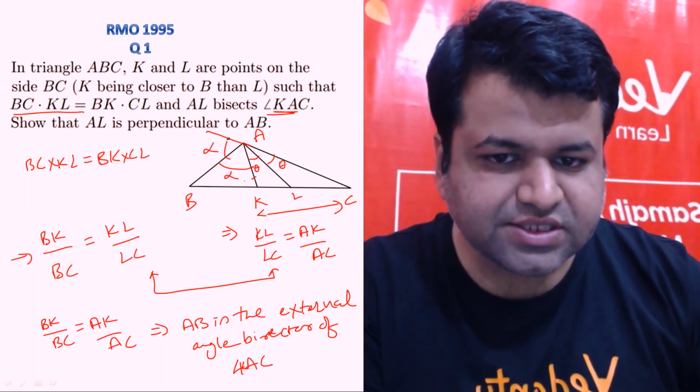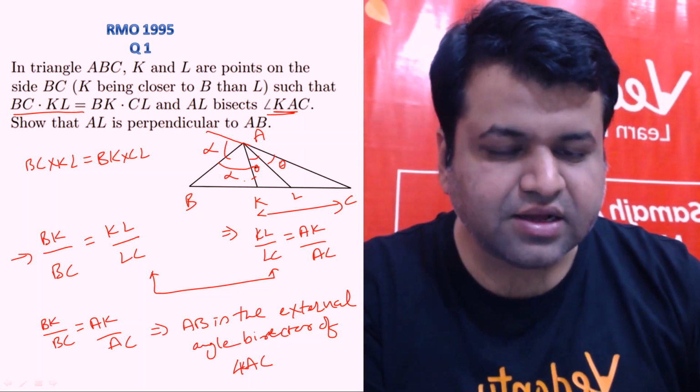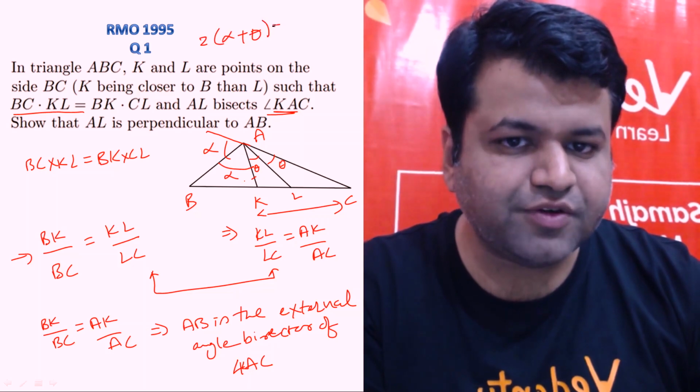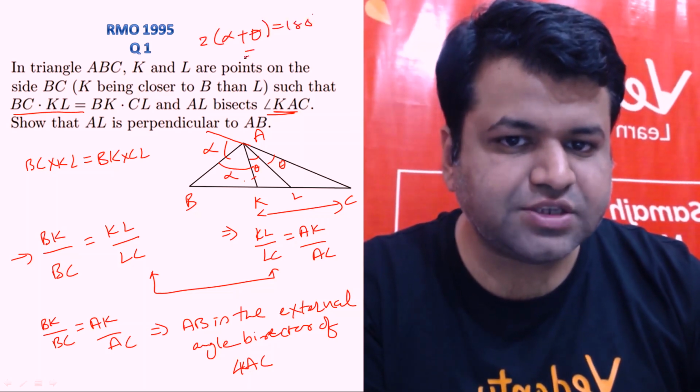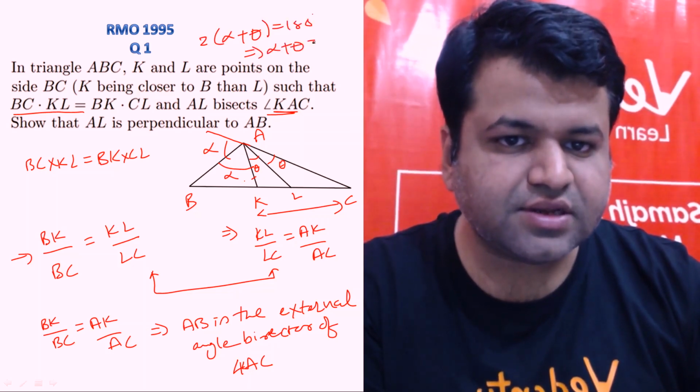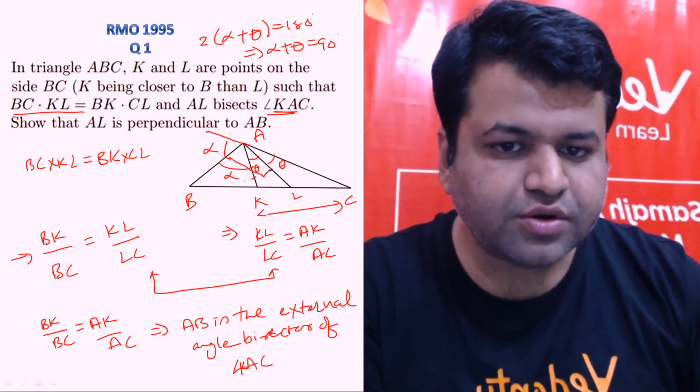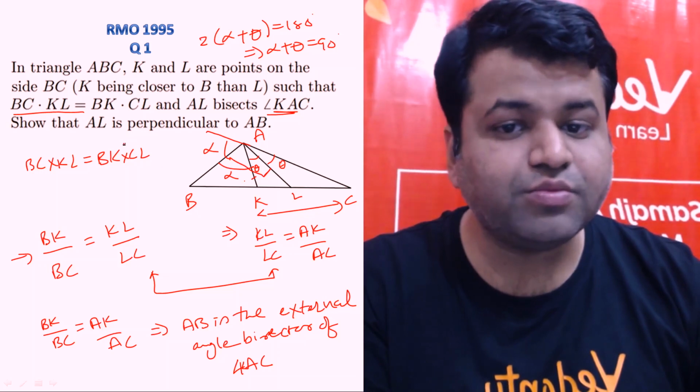As you can see, on a straight line the sum of angles is 180, so twice alpha plus theta should be 180, which will simply imply that alpha plus theta is 90 degrees. So we can say that this AB is perpendicular to AL, right? This is what we need to prove.